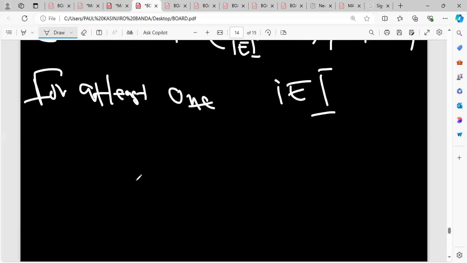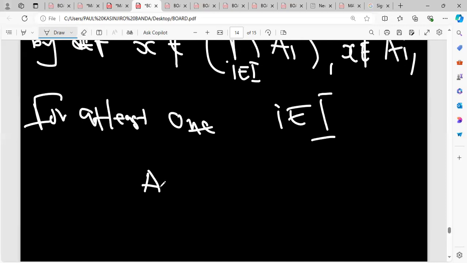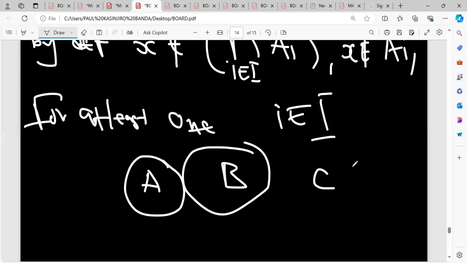Let me illustrate. If I have set A, set B, and set C, for me to have A intersection B intersection C, it means that the member is in A, it's also in B, and it's also in C. In the situation where I have a member that is not in the intersection of these three sets, it can be in A and in B, but it won't be in C. Or it can just be in A and not in B and not in C.